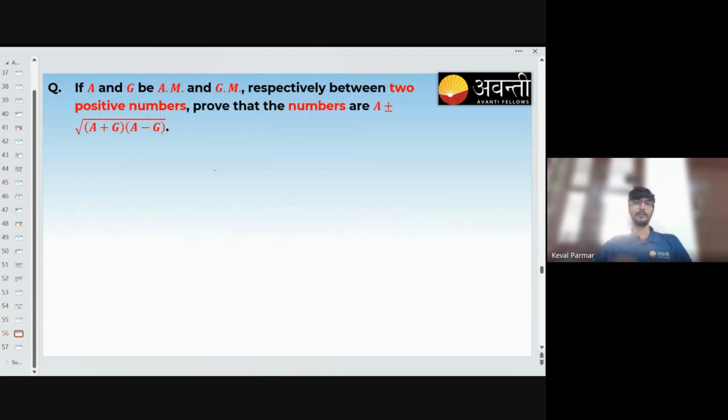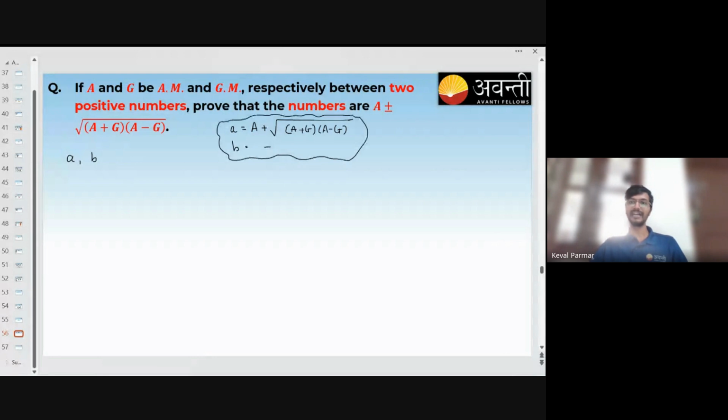Yeah. So starting mein, obviously this is an NCERT question. You can see aram se. You can check in your NCERT also. What it is saying is that A and G are the AM and GM between two positive numbers, prove that the numbers are. So let the numbers be A and B. So they are saying ki A should be equal to, let's say, a plus under root of (a plus g) into (a minus g). Correct? And b should be equal to the same, खाली यहाँ पे क्या आना चाहिए, minus. So basically again we have to find the values of small a and small b.